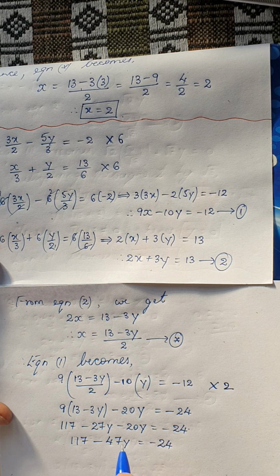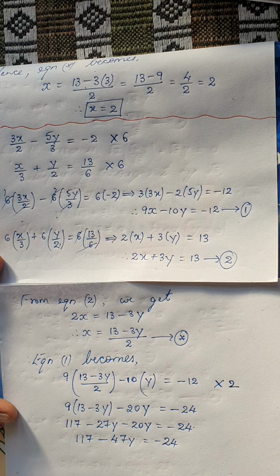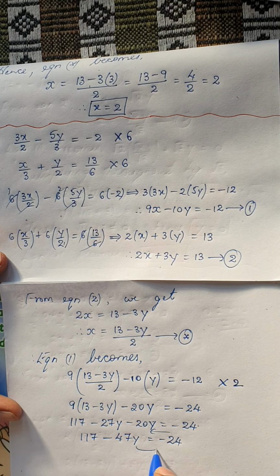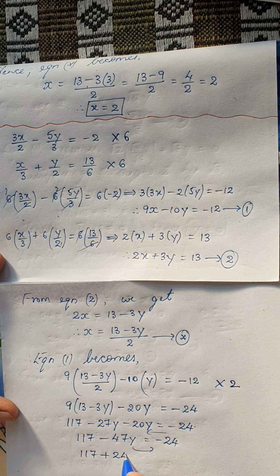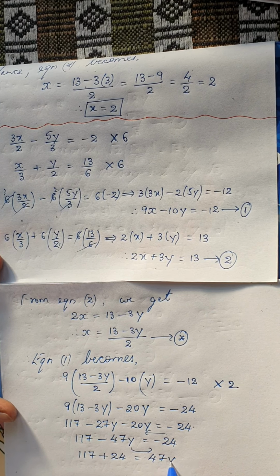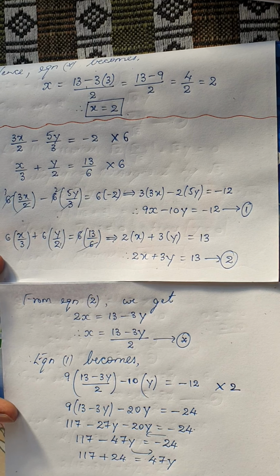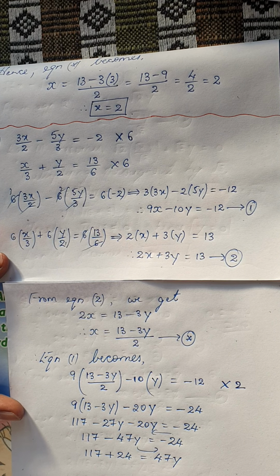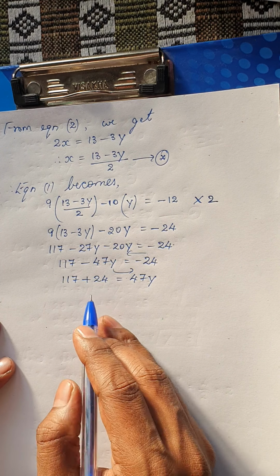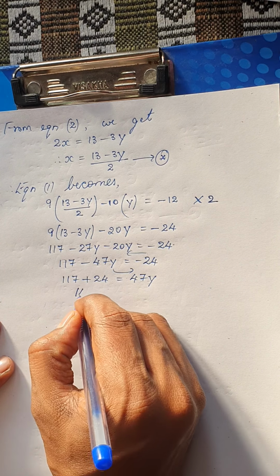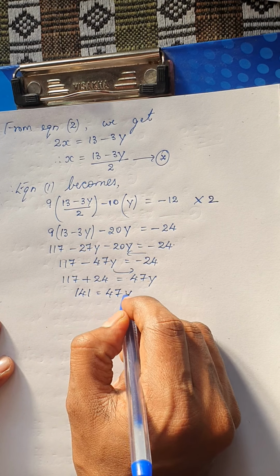Now y term is negative here and the constant is also negative on the right hand side. Now bring this constant to the left hand side and take y to the right hand side. I'll get 117 minus 24 becomes plus 24 is nothing but 47y. Is it clear? Hope you are understanding, isn't it? Kirtana, is it fine? Now I have 117 plus 24. What is 117 plus 24? As you add it carefully, you will get 141. So 141 will be 47 times y.